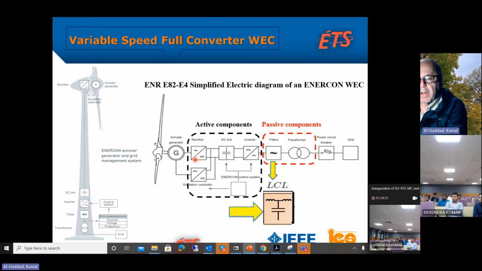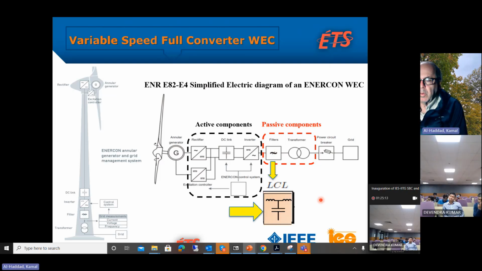You have the rectifier here. We have the annular generator, the rectifier. We have the DC link. You have the inverter. You have here the passive components, which are made of the filter. After the inverter, the filter, the transformer pumps up the voltage up to 120 kV, where we are having the inverter here at 480 volt. So we are pushing the voltage here to 31 kV and connected to the grid through AC collectors. So we have to have a filter here, as you can see.